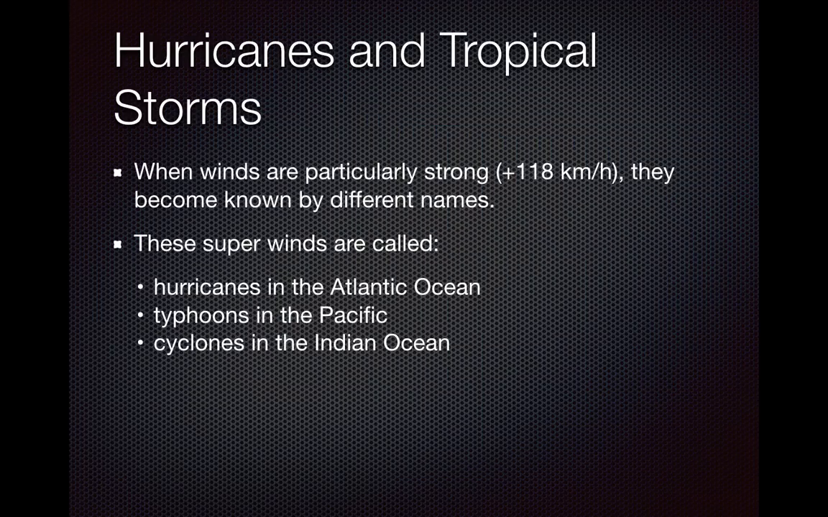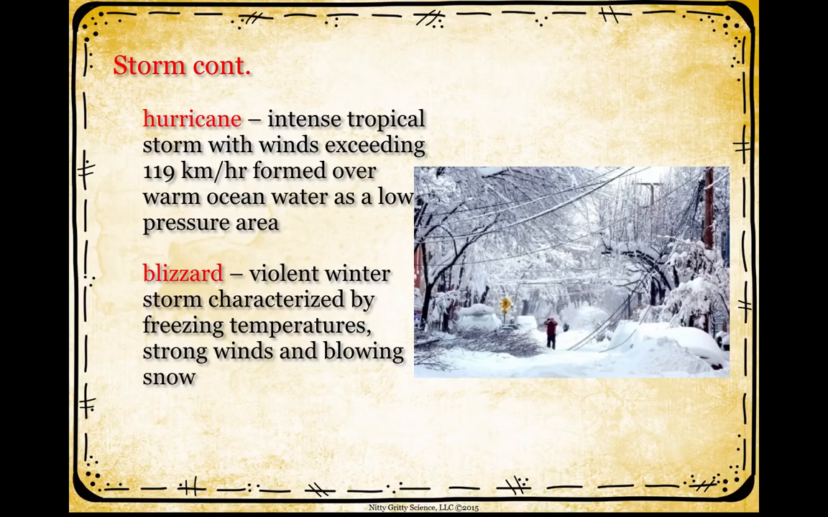Hurricanes and tropical storms. When winds are particularly strong, they become known by different names. These super winds are called hurricanes in the Atlantic Ocean, typhoons in the Pacific, and cyclones in the Indian Ocean. So a hurricane is an intense tropical storm with winds that exceed 119 kilometers per hour. If it is not over 119 kilometers per hour, then they typically call it just a tropical storm. And a blizzard is a violent winter storm characterized by freezing temperatures, strong winds, and blowing snow.